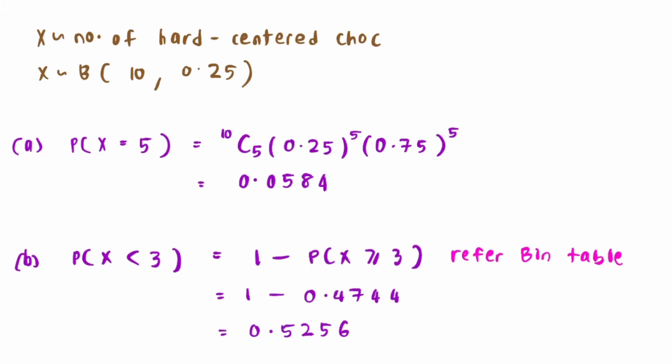So this is also equal to 1 minus the probability of X is more than or equal to 3. Meaning that the question asks you to find 0, 1 and 2 only. So the unwanted event is 3 onwards. So this value you just find from the binomial table. Then you have the answer of 0.5256.